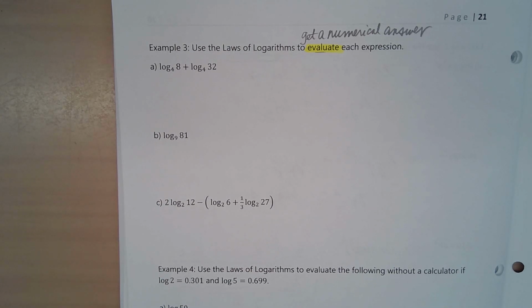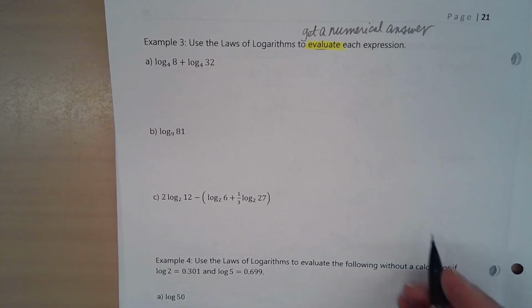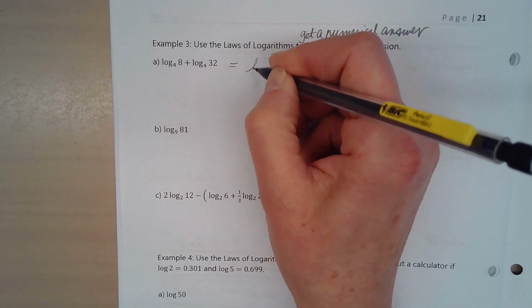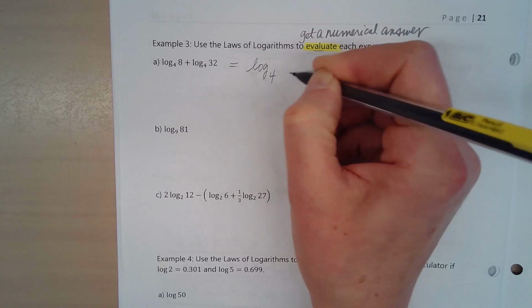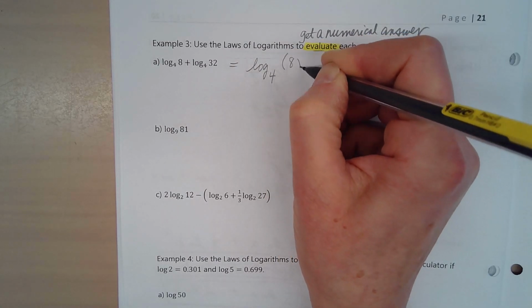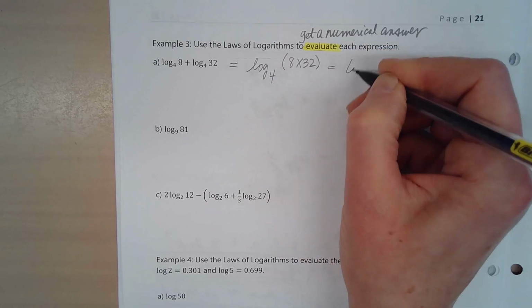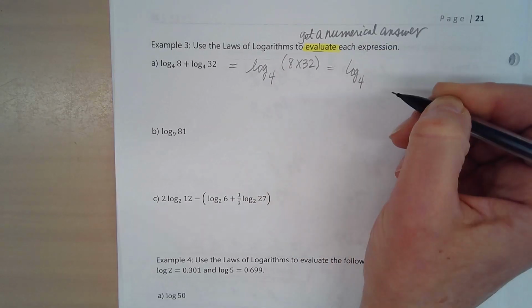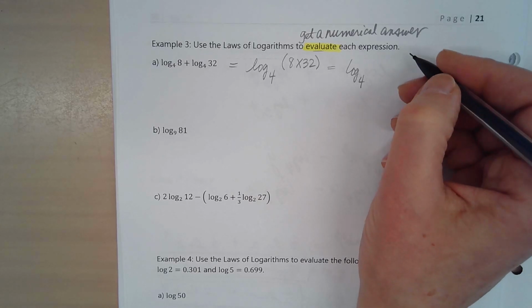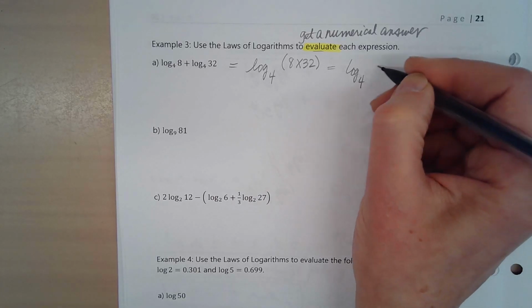So log base 4 of 8 plus log base 4 of 32. Can these two logs be combined? Yes. So it would be log base 4 of 8 times 32. Okay. And we can use our calculators for this. So 8 times 32 is what? 256?